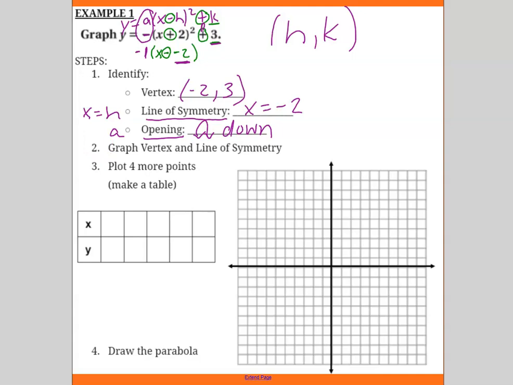Part 2, we're going to graph our vertex and our line of symmetry. So our vertex is negative 2, 3. So we go to negative 2, 3 right there. And then our line of symmetry is going to be just that vertical line through that point.